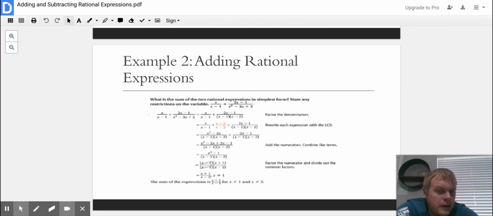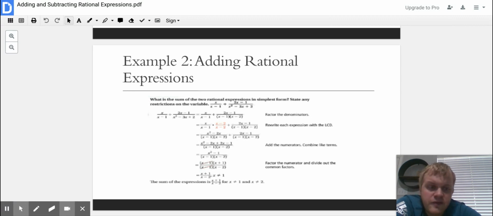Now that my denominators are the same, I can combine that top part together. That would look like x squared minus 2x plus 2x minus 1. And again, I can simplify that because negative 2x and positive 2x cancel out, which reduces down to x squared minus 1. Now, again, that is the difference of squares. They're both perfect squares and they're separated by subtraction. So that should reduce down to x minus 1 and x plus 1.